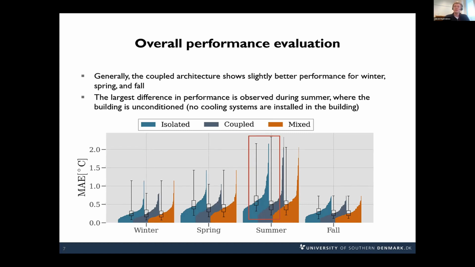And we can explain this by the fact that the case study building is unconditioned during summer. It has no cooling systems, which means that the temperatures in all the different spaces are allowed to float almost freely. And this means that we see larger temperature differences between spaces in the building, and therefore the coupled model is more able to account for these temperature differences, because these are supplied as inputs to this model.